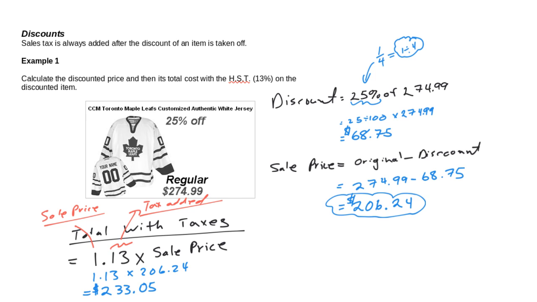Now, just a quick reminder. Remember, when you calculate the discount, take 25% of our number, and then we subtract it from the original amount to get the price that we're going to pay our taxes on. Then we're going to take what we have for our taxes, our sale price, and we're going to stick it in here and just multiply by 1.13, and we get our answer.